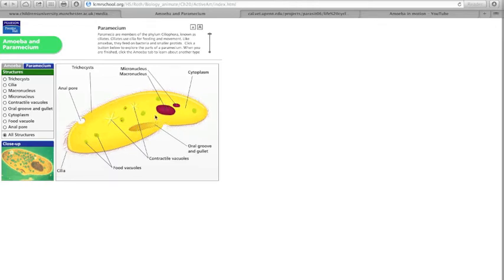The Paramecium has a large and a small nucleus. The large nucleus is the normal one, and the micronucleus is kind of like a backup. It's pretty smart. It's like it's making a backup file of its genetic code. And it's got an anal pore where it can release its waste.